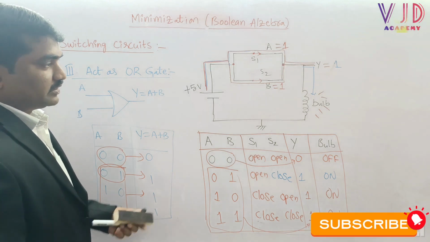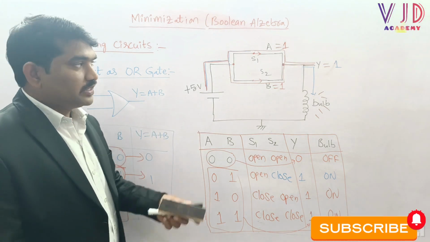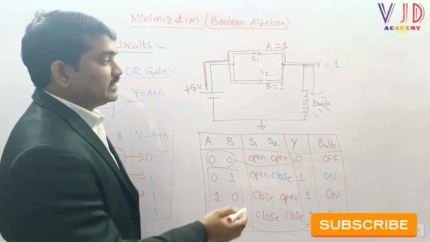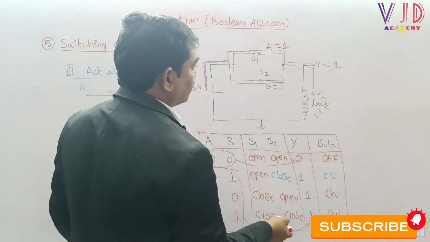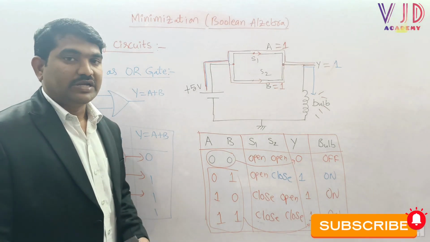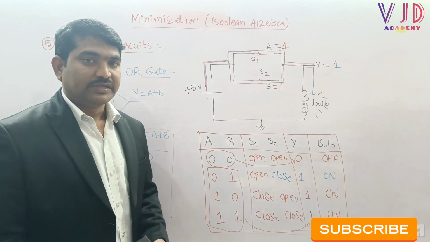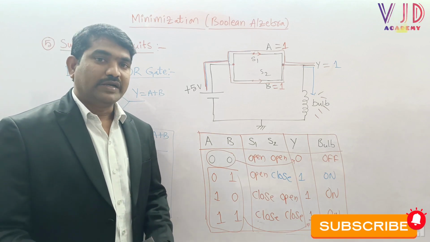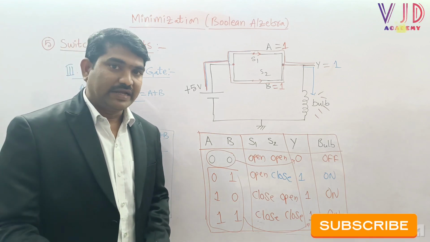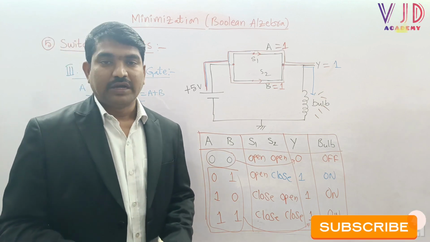So for this particular circuit, when we apply switches S1 and S2 in parallel to each other and in series with the bulb circuit, we can say that the circuit is acting as an OR gate. Now let us try to understand how a NAND gate acts as a switch circuit, or what the switch circuit is for the NAND gate and what the switch circuit is for the NOR gate. Let us try to understand.